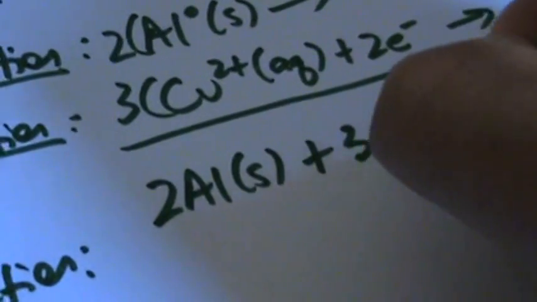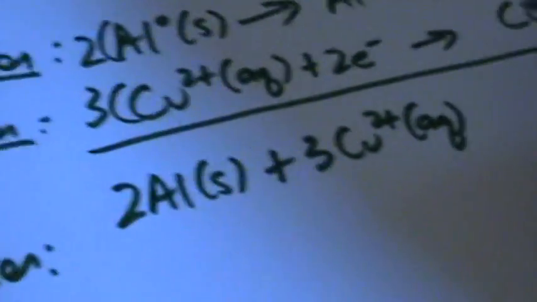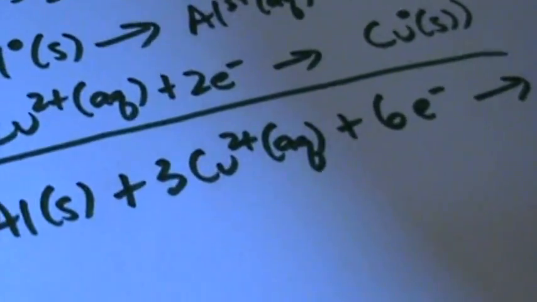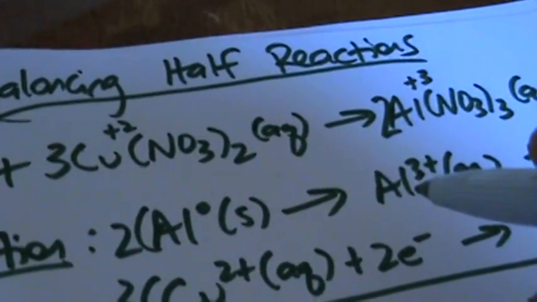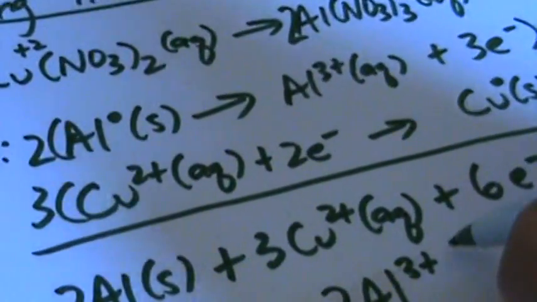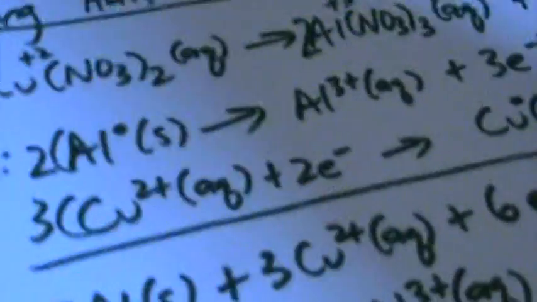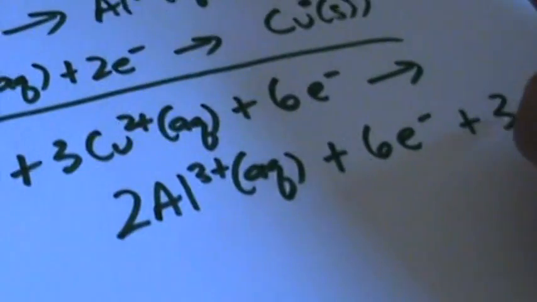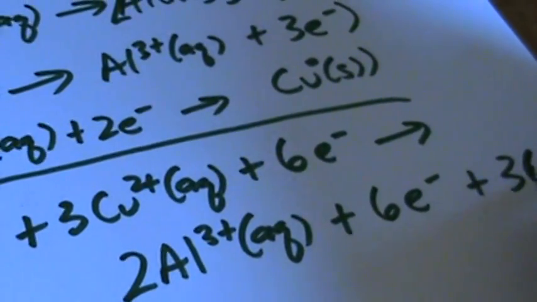So, here's the net reaction. For this oxidation reduction half reaction, the net reaction, just add them up. 2 Al solid plus 3 Cu2+ aqueous plus 3 times 2, don't forget to multiply, 6 electrons, arrow, 2 Al3+ aqueous plus 2 times 3, 6 electrons, plus 3 Cu solid.